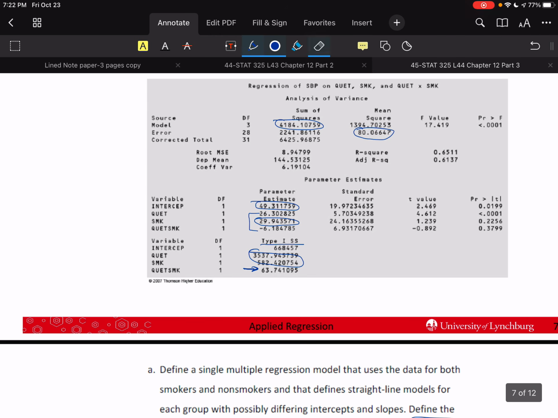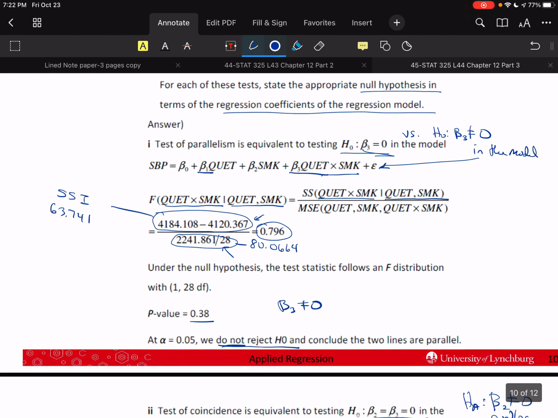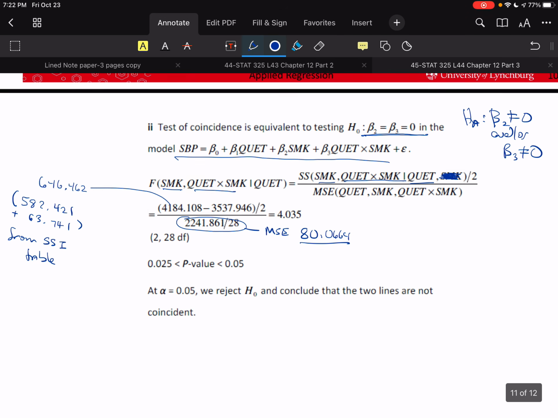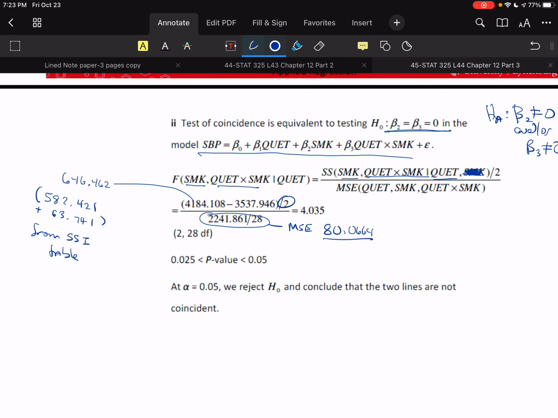Because remember, the sums of squares type 1 are additive. So I just simply took these two and added them together, and I get the sum of squares for adding both of them to the model, right? So that's good to know. Makes it a lot easier than what they're doing here. And then we have 2 degrees of freedom in the numerator and 28 in the denominator.